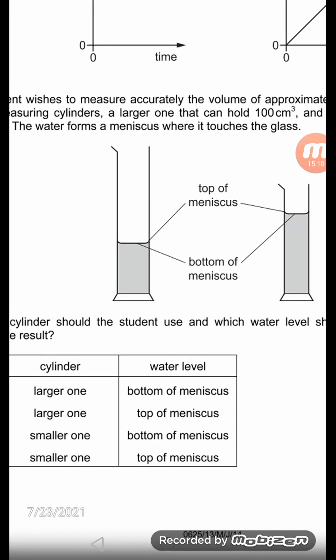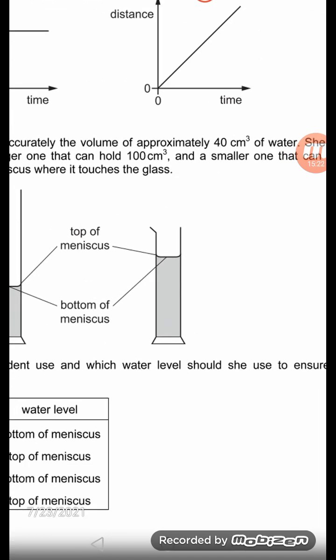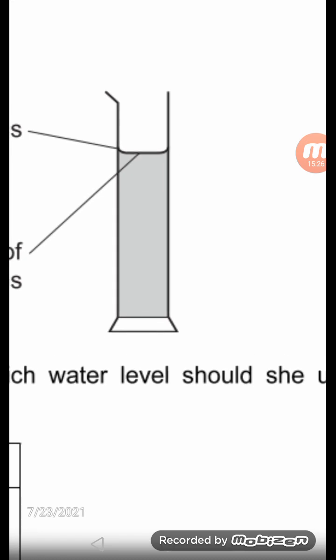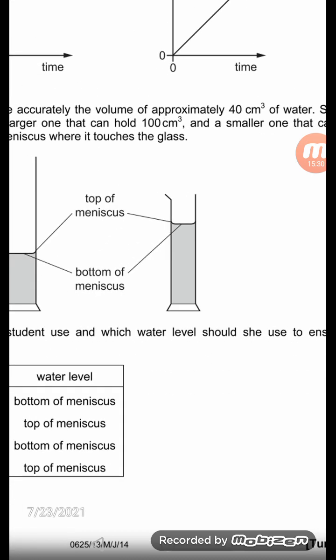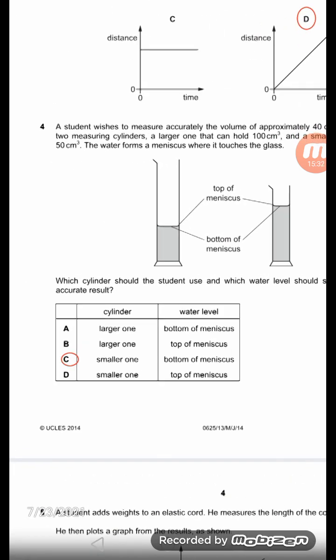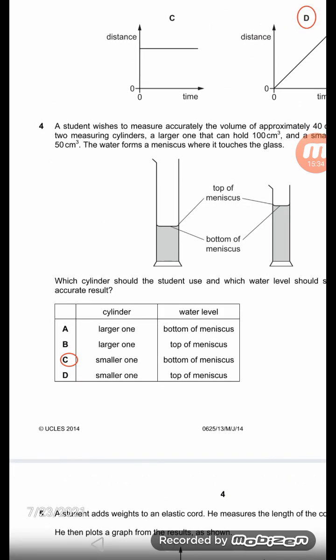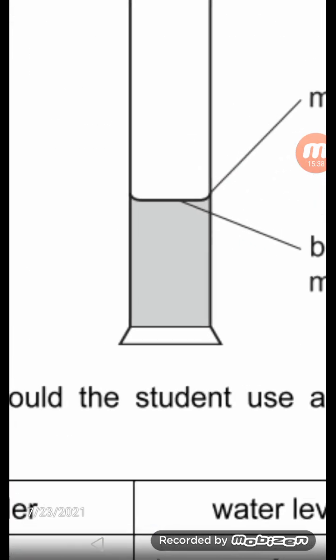But which one will be more correct? Which one has more height? This measuring cylinder, although it is small, has more height. That's why this smaller one will be correct, and you can see the bottom of the meniscus. Here you can see that the height of the water is less.